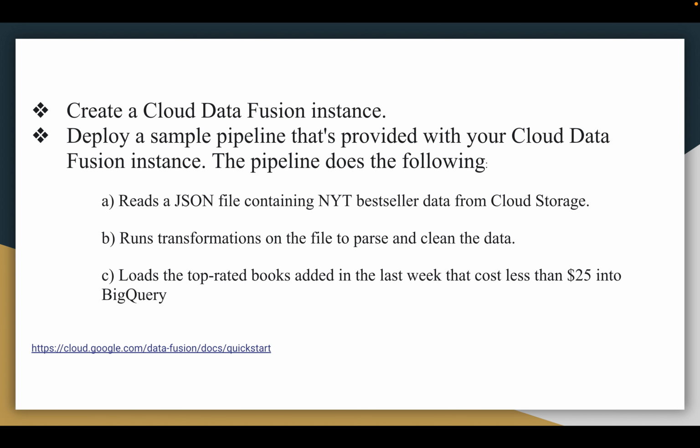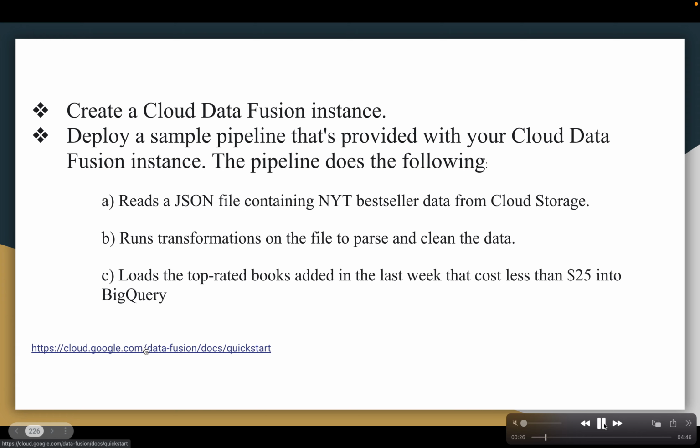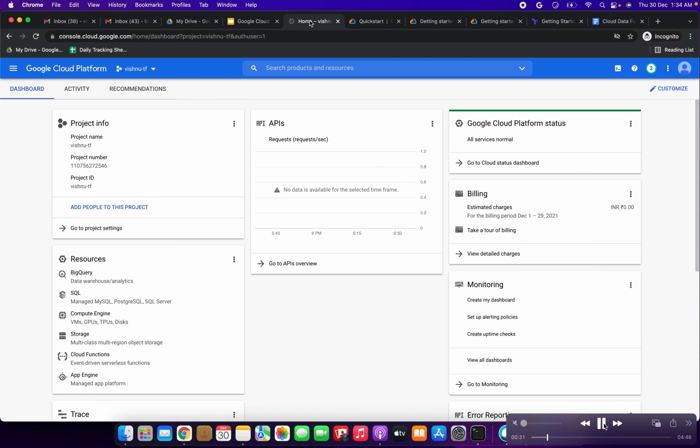The pipeline we are going to run reads a JSON file containing NYT bestseller data from Cloud Storage, and second, runs transformations on the file to parse and clean the data, and finally loads the top rated books added in the last week that cost less than $25 into BigQuery.